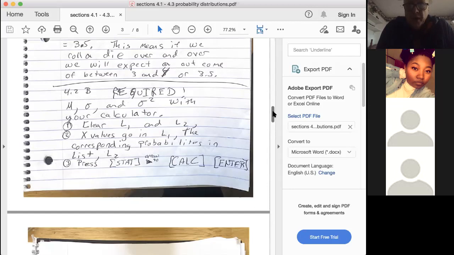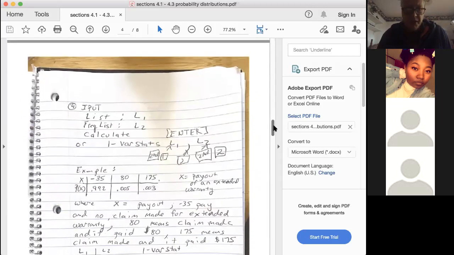Okay, we should know how to clear lists because that's a big part of the first section, or the first module, if you will. The X values go in list 1, the corresponding probabilities go in list 2. After that, you press Stat, right-hand arrow over to Calc, and enter, because we're going to choose 1-Var Stats, so all we have to do is hit enter.